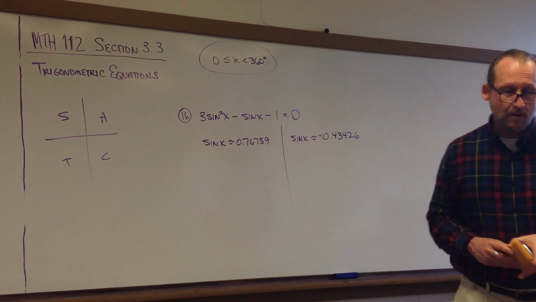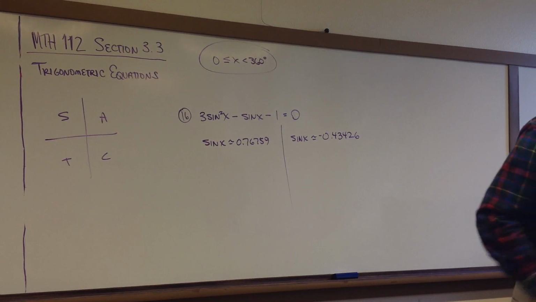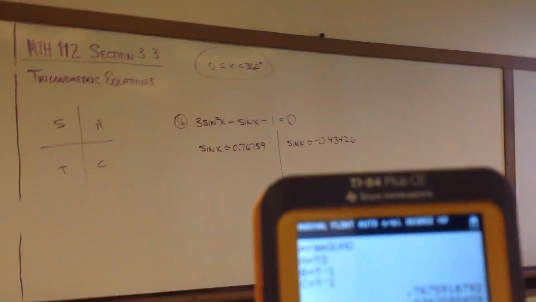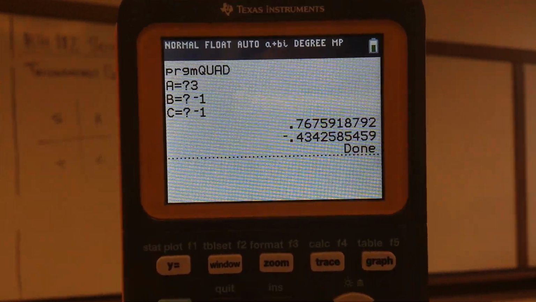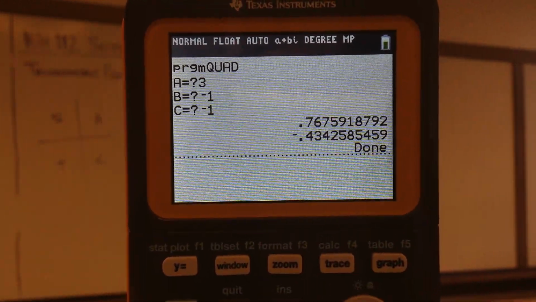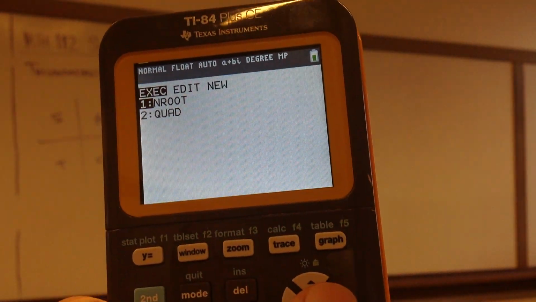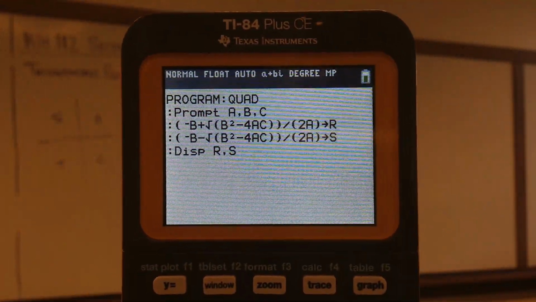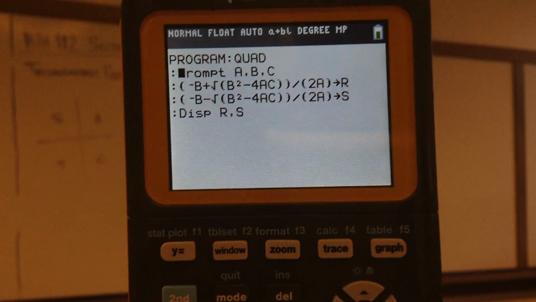Okay. Now, the other thing that you can do here, I'll show you this on the calculator, is that I've got these values stored in the calculator as R and S. So there's the quadratic program solving that quadratic equation. That's where I'm getting those values from. I'll show you what that program looks like here. So there it is. You just enter A, B, and C, and then it calculates the roots and stores them and displays them as R and S.